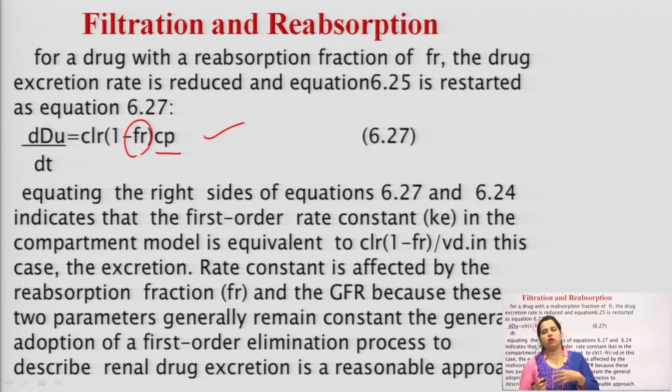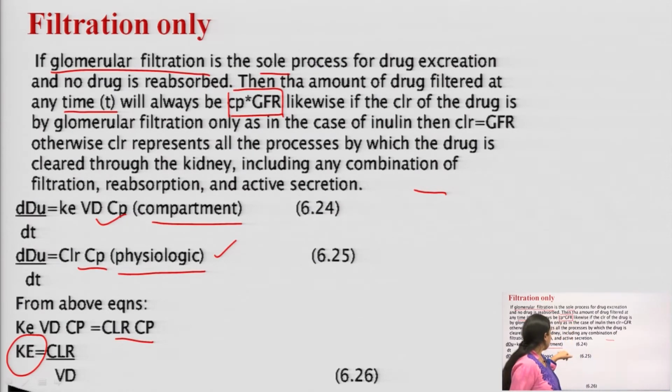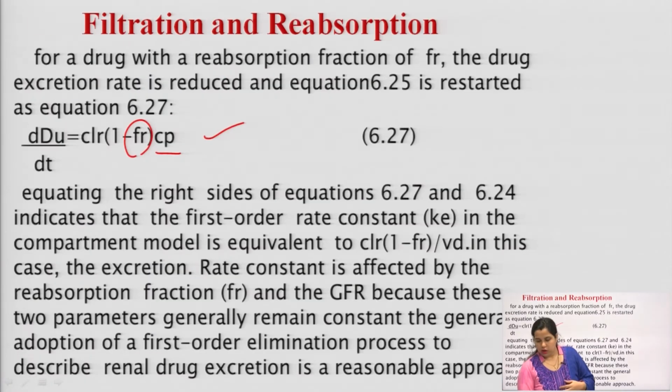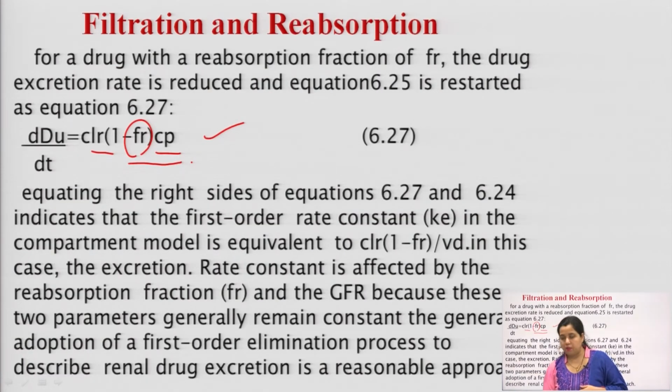So, basically we are just solving the derivation. By simplifying and taking the equivalent values, we can say that the first order rate constant in the compartment model, as you can see it is written here. So, the right hand side option is Ke Vd Cp. Here, if we take this, CLR is 1 minus Fr times Cp, so the left side is the same. So, the right side is comparable with both the equations.